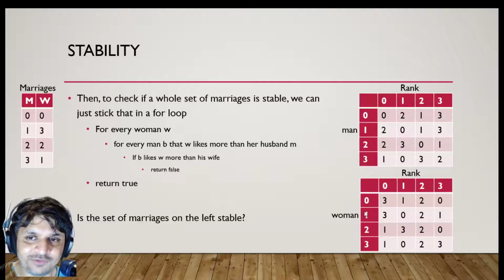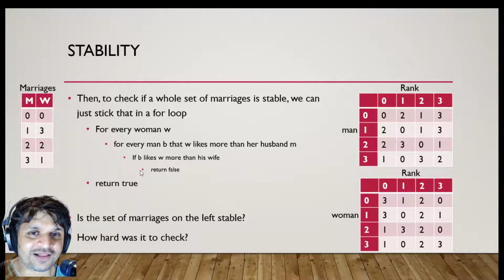Well, let's see. She would definitely prefer man 1 over her husband because her husband is the least favorite man. That poor woman, that sucks. But man 1 is currently married to woman 3, right? So would he run away with woman naught? Yes, he would. So we've got some instability here because woman naught would run away with man 1 and man 1 would run away with woman naught, right? Because he's currently married to his least favorite woman. So that means the set of marriages is not stable because these two would break apart. So it's not stable.